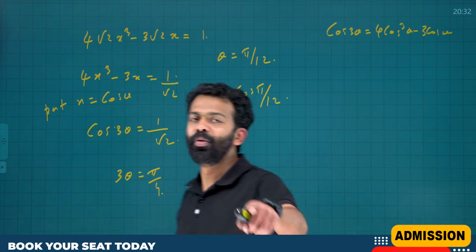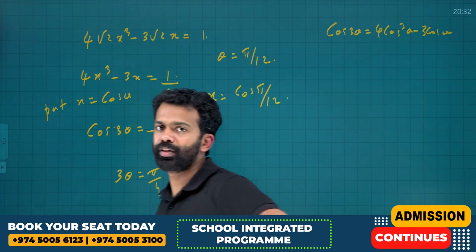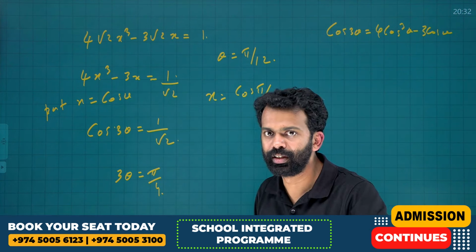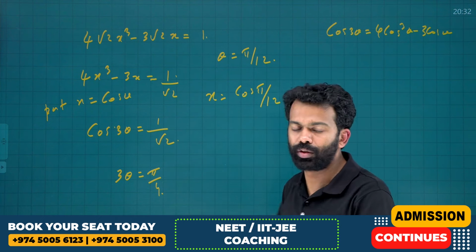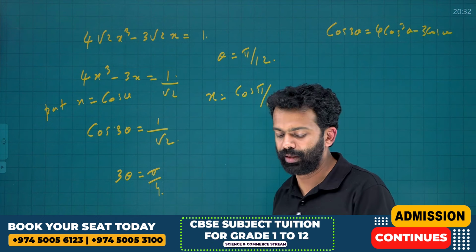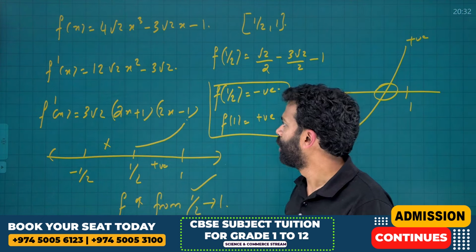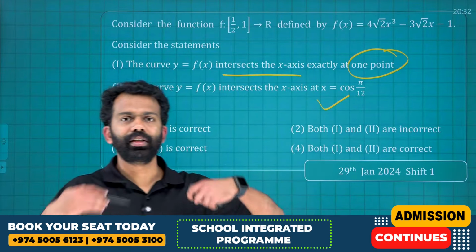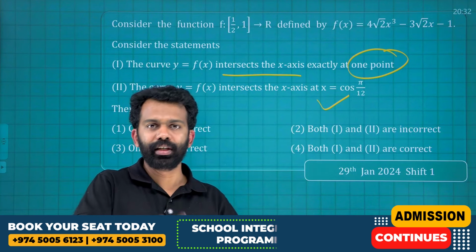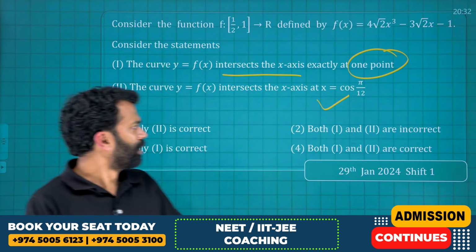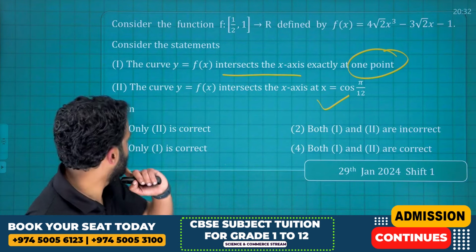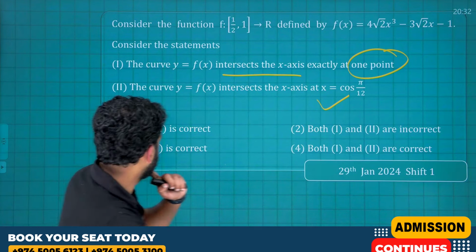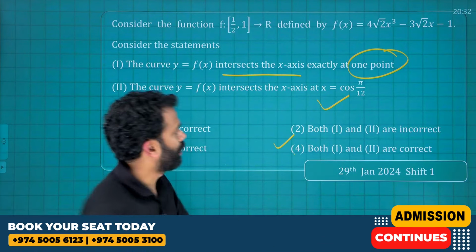So, what is the point of intersection of the graph with the x-axis? That is cos pi by 12, 0. That is, the x coordinate is cos pi by 12. Okay, well crafted question and doable one. See, the steps are less. I need to explain things here, that's why it's getting more time. And the correct answer is, both are correct. This one, the fourth one.